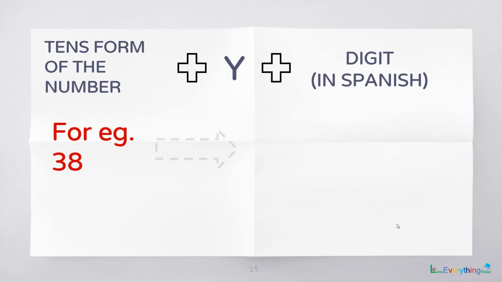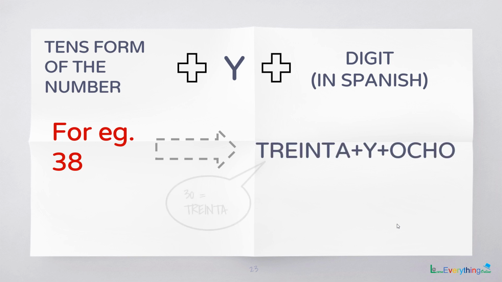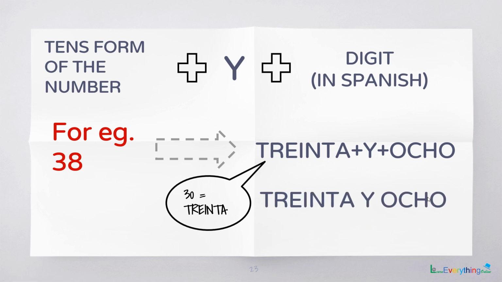Example 38. Now the tens form of the number, meaning 30. Now we know that 30 means 30 in Spanish. So the digit in the tens place is written in the tens form, the word E, and then the digit in the units place, 8, like we did previously for 21 to 29, same way. So the number 38 becomes 38.